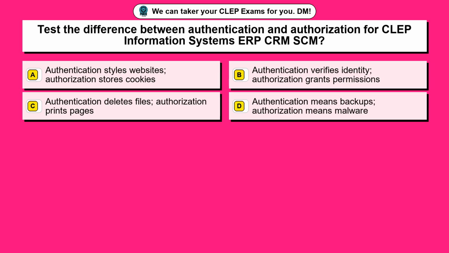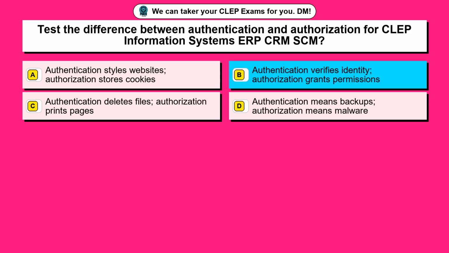Question 46. Test the difference between authentication and authorization for CLEP Information Systems ERP CRM SCM. Option A. Authentication styles websites, authorization stores cookies. Option B. Authentication verifies identity, authorization grants permissions. Option C. Authentication deletes files, authorization prints pages. Option D. Authentication means backups, authorization means malware.